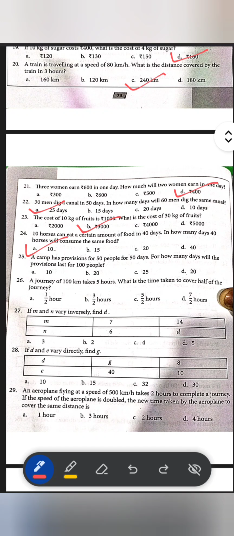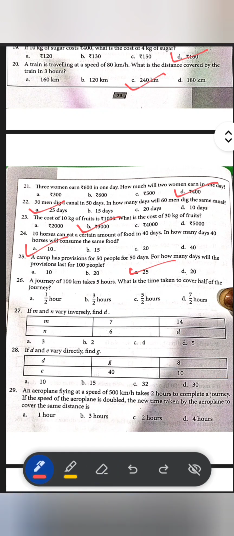Now question number 25. A camp has provisions for 50 people for 50 days. Here provisions means the food, or the grocery items. So already I have told you number of men and number of days are inversely proportional, which means their product is constant. 50 men for 50 days. For how many days will the provisions last for 100 people? For y2 days. So 5 2s are 10, 25, so the answer is option C, that is 25.